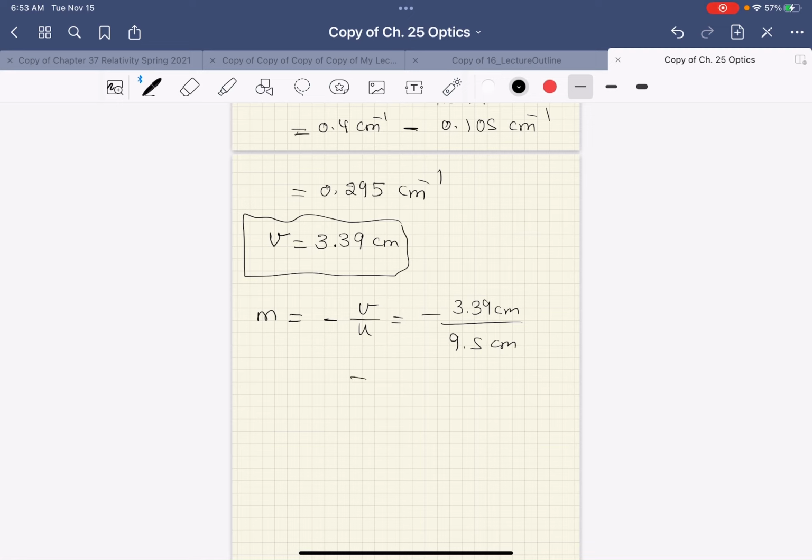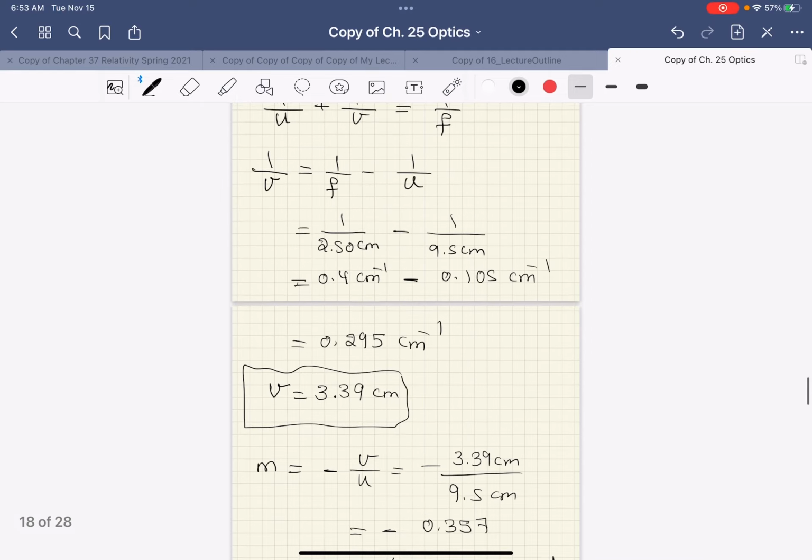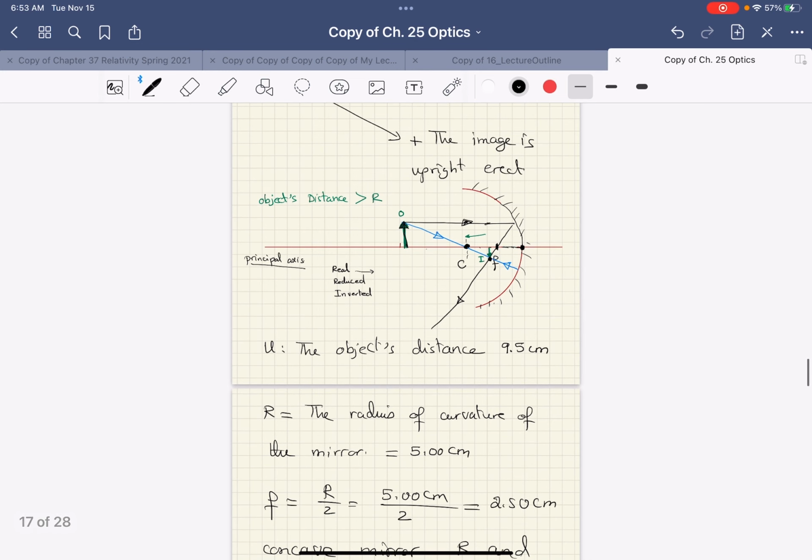It is first negative because the image is inverted. It is less than 1 because the object is reduced. And of course, it is real because it is forming on the same side as the reflecting light.